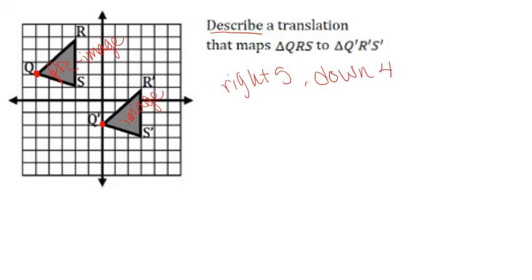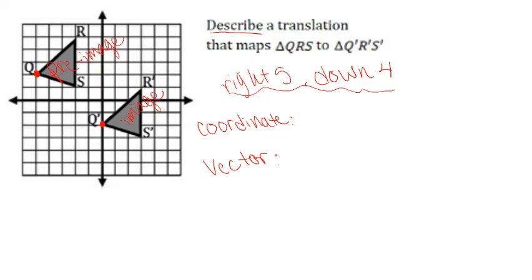I think that's right. Let me recount. 1, 2, 3, 4, 5. Yep, and then 1, 2, 3, 4. Okay, to the right 5, down 4. This description is not sufficient enough for us. We want the proper notation, or the geometric notation, to describe this translation. And we have two types of notation that we can describe it in, and that's coordinate notation and vector notation.